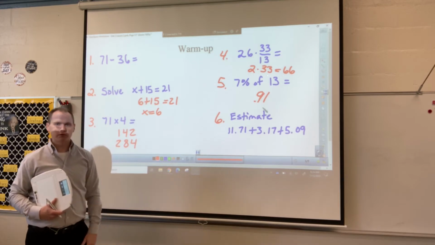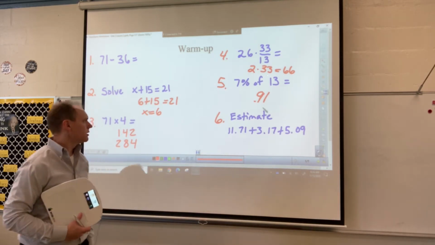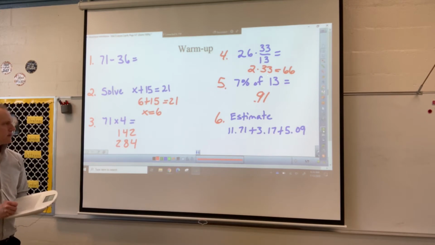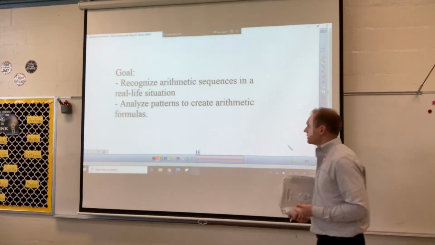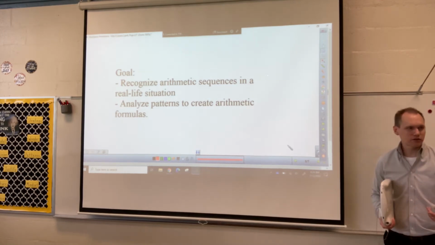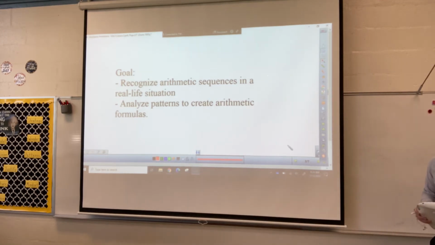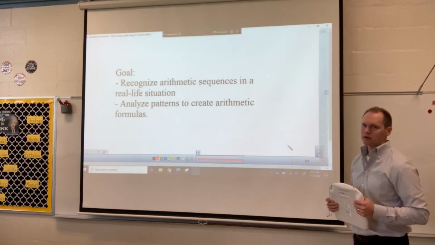We'll continue to work on this mental math idea as we continue on. All right, so let's go ahead and get into our lesson today, in which our goal is these 2 things. One is to recognize arithmetic sequences in a real-life situation, and the second one is to analyze patterns to create arithmetic formulas.